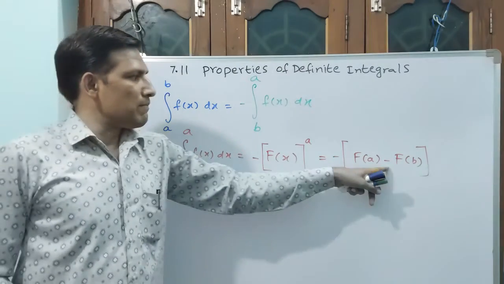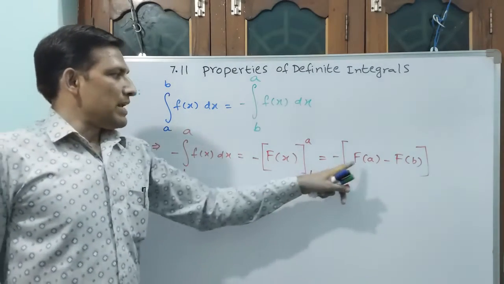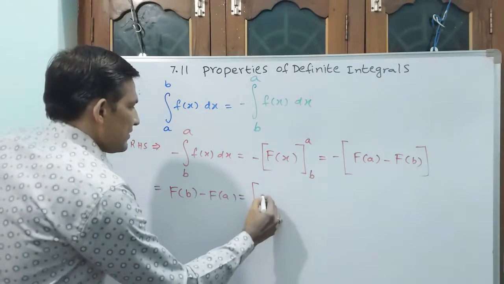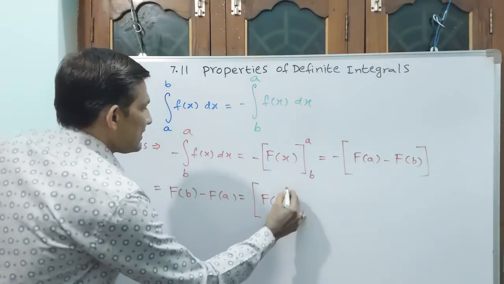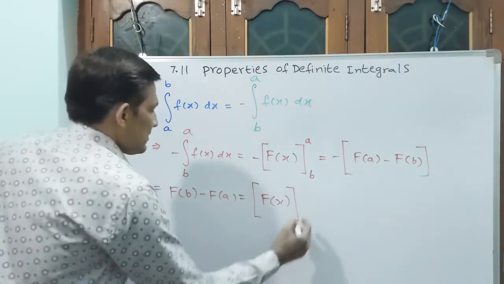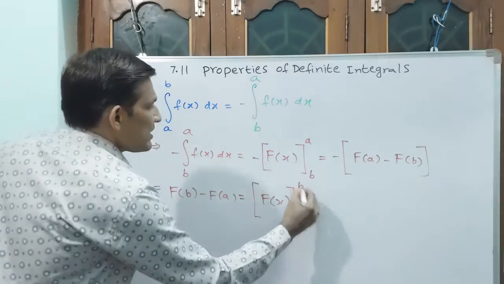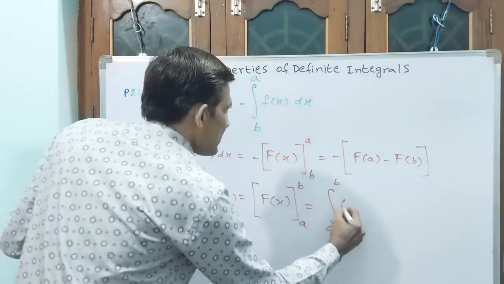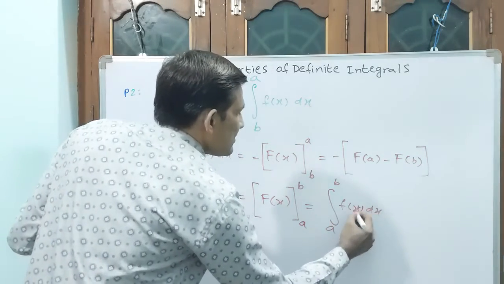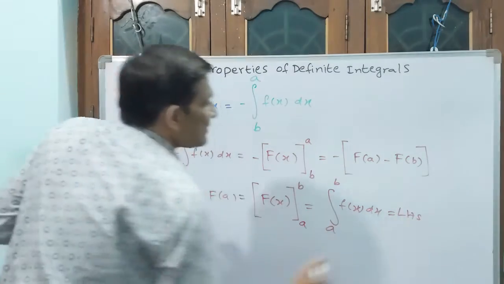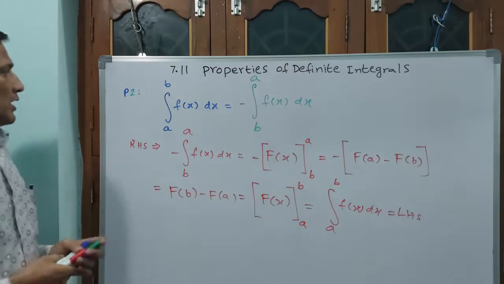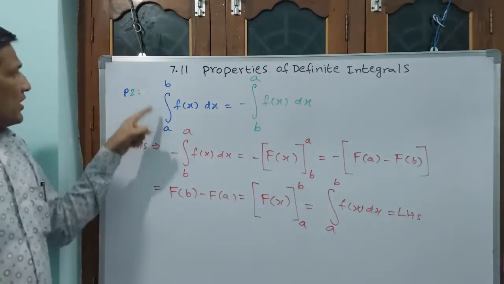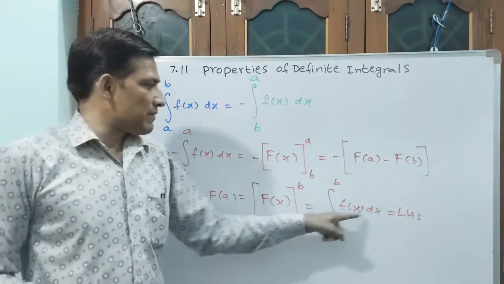Why? Because minus of F of a minus F of b is F of b minus F of a. How can you write this again? You can write it like this, F of x with lower limit a and upper limit b. This is equal to, from lower limit to upper limit, f of x dx. That is equal to the LHS. Understand now? That means you have taken the RHS and proved the LHS.